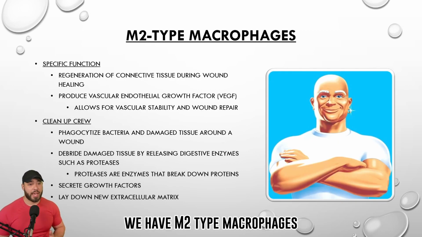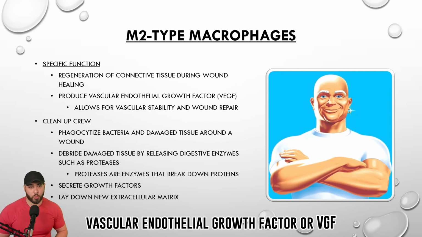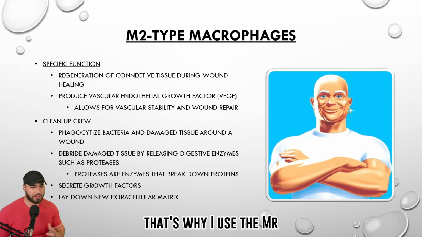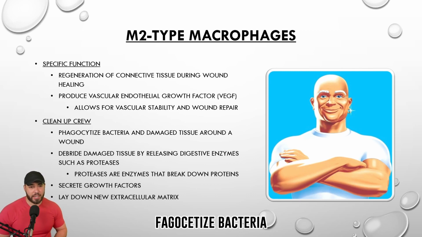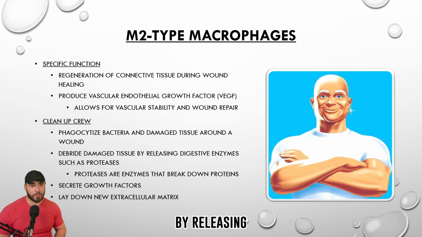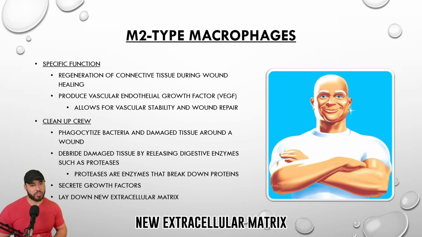Now, on the other hand, we have M2 type macrophages. Their specific function is regeneration of connective tissue during wound healing. They produce vascular endothelial growth factor, or VEGF, which allows for vascular stability and wound repair. You can think of this as the cleanup crew. That's why I use the Mr. Clean. They phagocytize bacteria and damaged tissue around the wound. They debride damaged tissue by releasing digestive enzymes such as proteases. Now, proteases is just a word for enzymes that break down proteins. They also secrete growth factors and lay down new extracellular matrix.